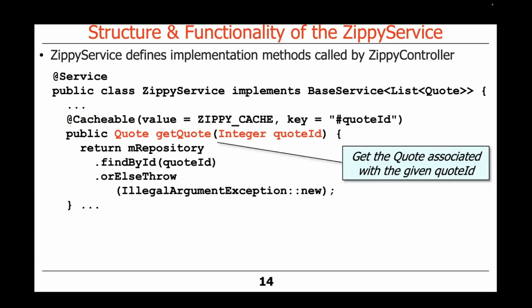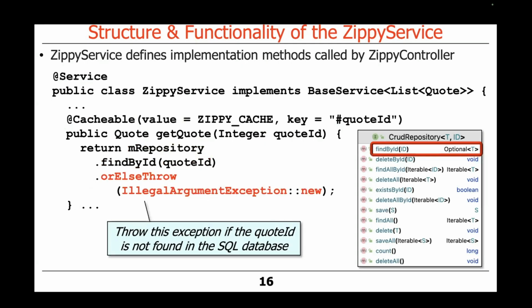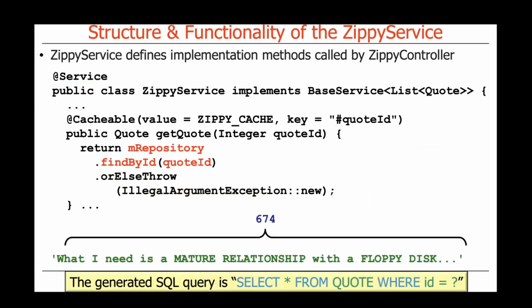Let's take a look at the getQuote method. The getQuote method takes a quote ID sent by the client, and it's going to return the associated Zippy quote. And the way this works is it uses the automatically generated findById method, which comes from the CRUD repository again, to get the quote out of the database. Now, if for some reason someone gives a quote ID that isn't found, then this will throw the illegal argument exception back to the client, which is what we want.